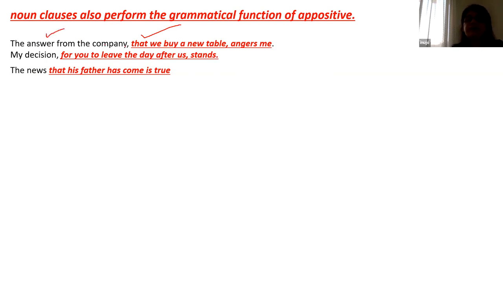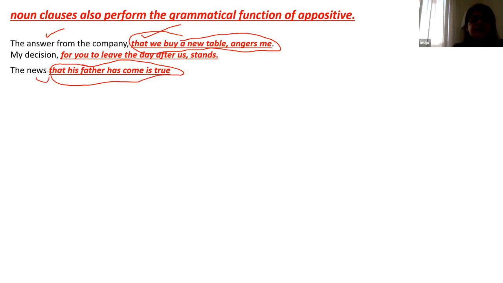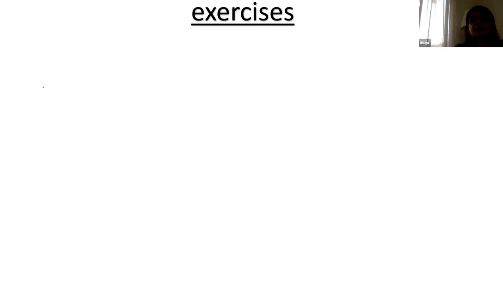The answer from the company that we buy a new table angers me. That we buy a new table is your noun clause. And here the function is that of an appositive. Similarly, the news, which news? That his father has come is true. Hence, this is an appositive. The noun clause is taking the function of an appositive, because it tells about the news, which news, that his father has come. All right, let's do exercises, children, then it'll be more clear for you.